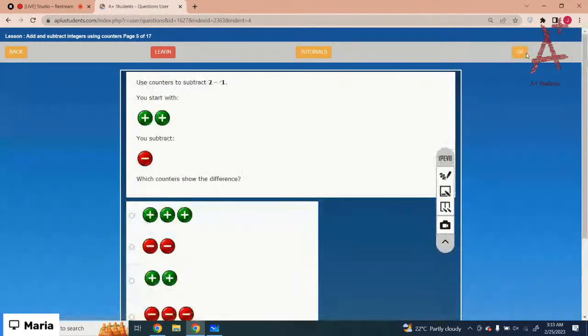Okay, the next one is 2 minus -1. So subtracting a negative integer is the same as adding. It would be 2 plus 1. Got it? And 2 plus 1 is 3. That means option number 1 is the correct option. They are the three positive counters. Got it?